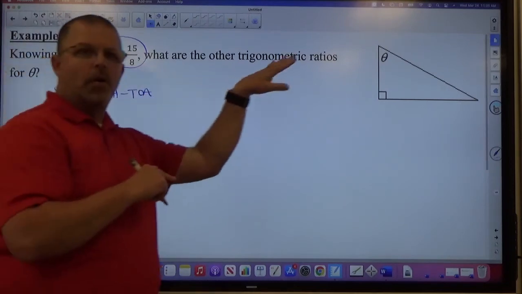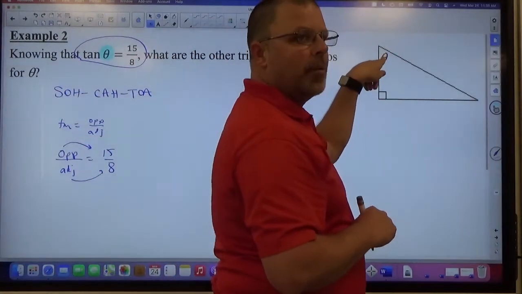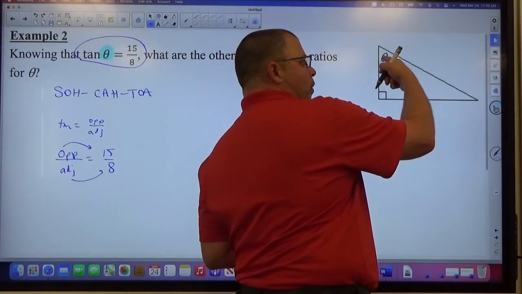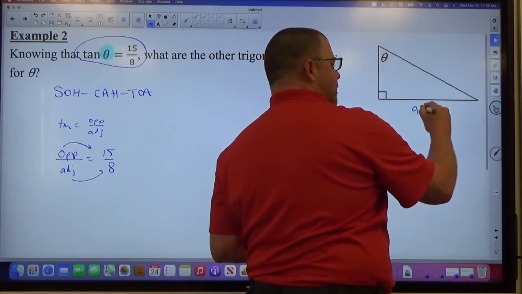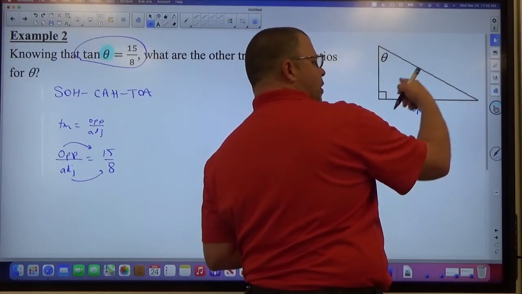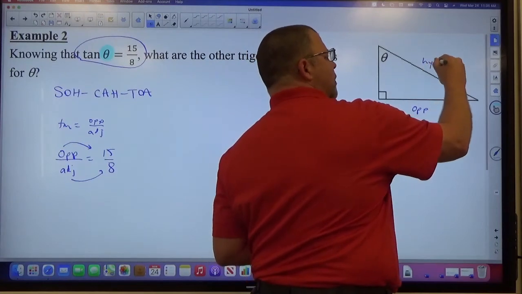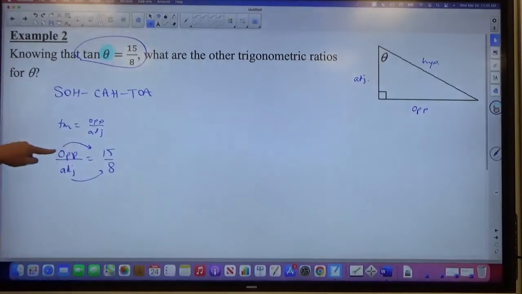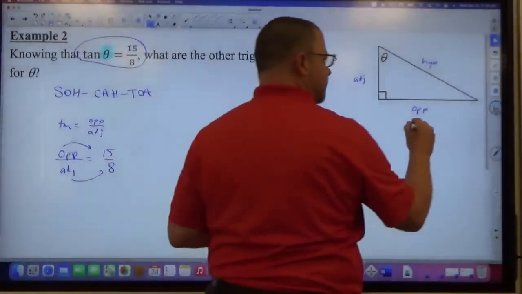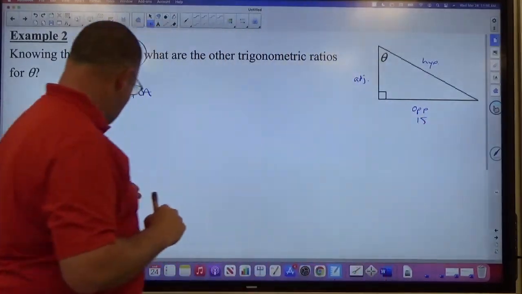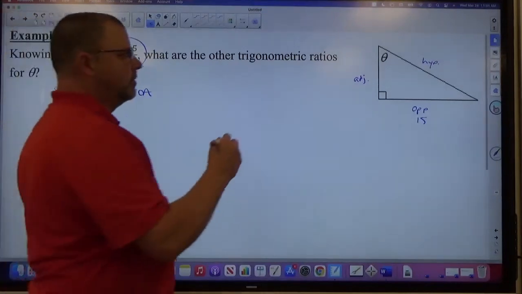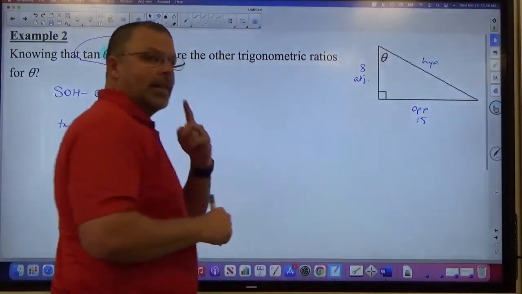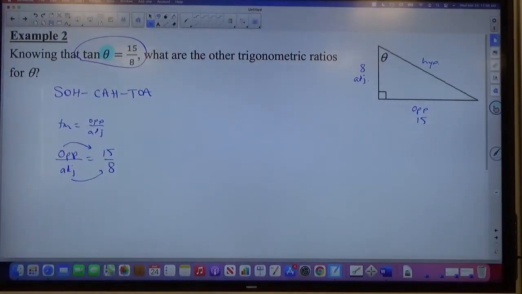If I go over to my triangle the way I drew it, I put theta up here. The opposite side, if I go across the triangle, that's the opposite side. If I go across to the right angle, that's the hypotenuse. The third side is the adjacent side. Opposite is 15. Adjacent is 8. Just like that, I now know 2 of the 3 sides of the right triangle based on the trig ratio they gave me.